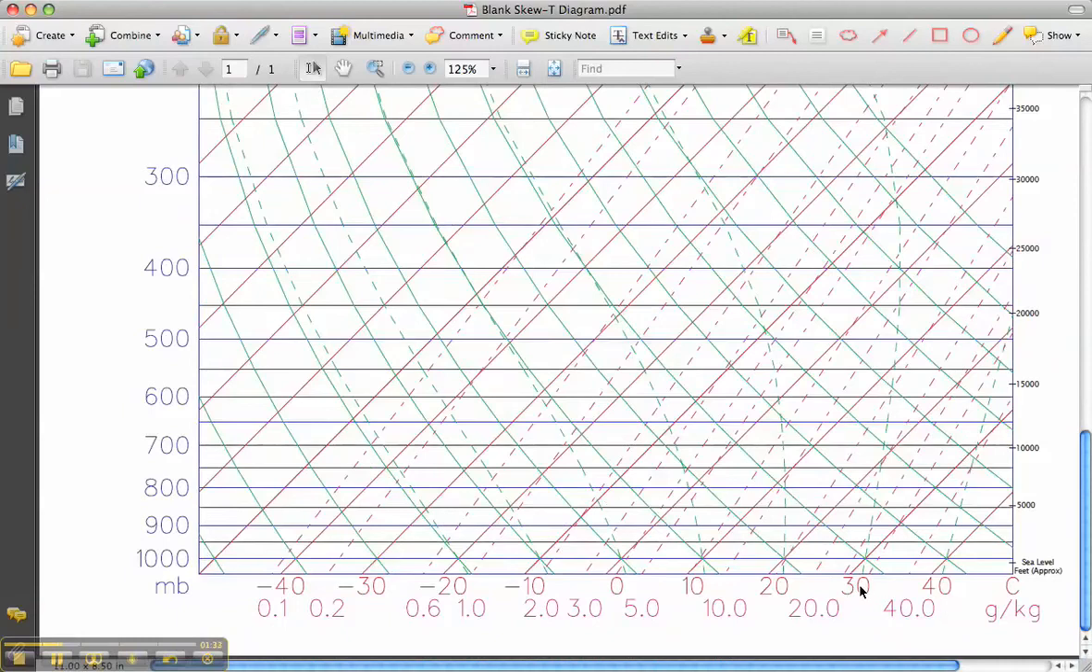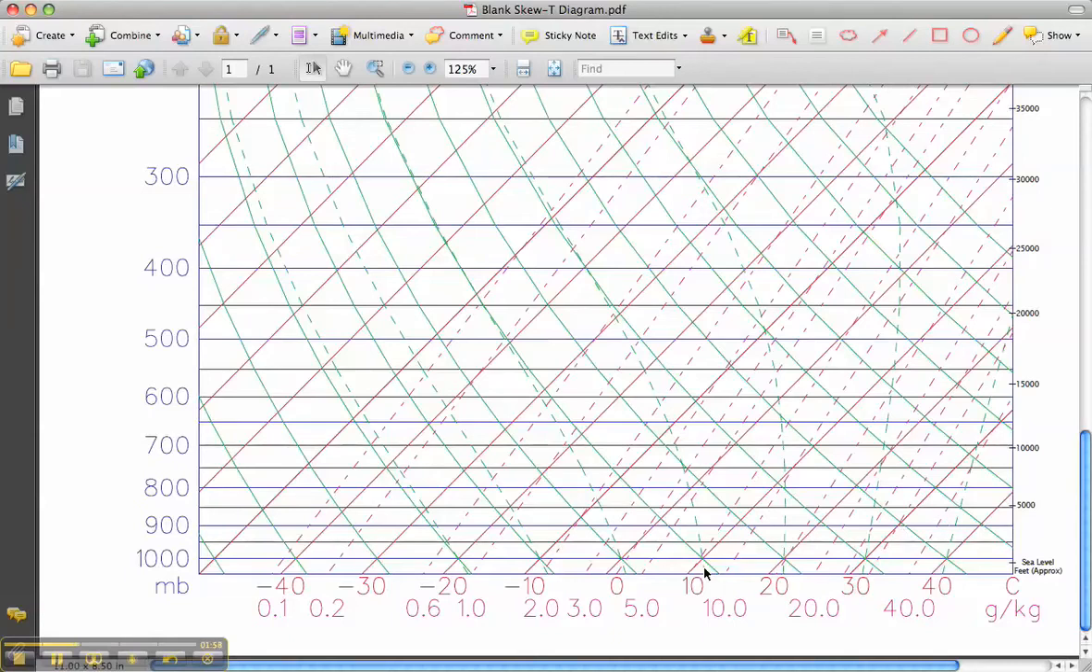But you'll notice we have the temperature lines, the isotherms, which are red in this particular case, these solid red lines. And we also have saturation mixing ratio down here in grams per kilogram. Now when we're looking at the saturation mixing ratio, we are looking at these dashed red lines here.